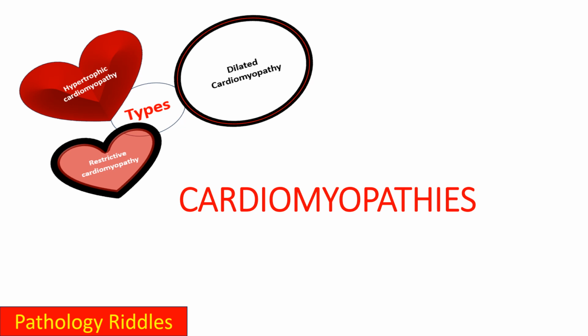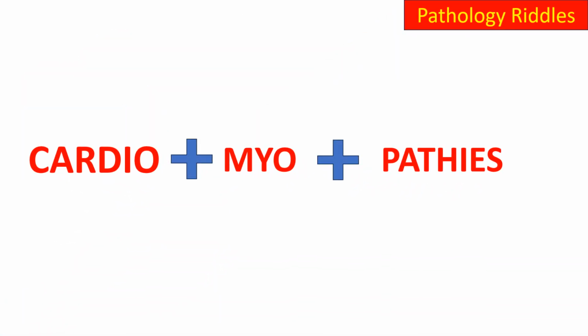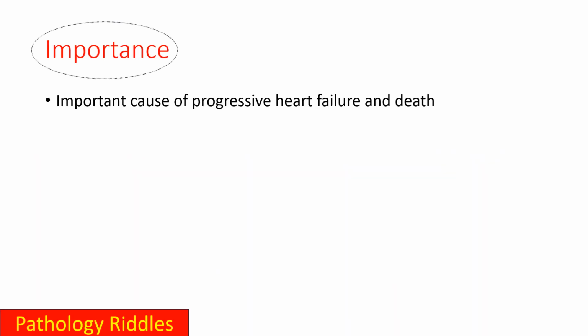Today we will be dealing with the topic of cardiomyopathies. So what is cardiomyopathy? It comprises the terms cardio, myo and pathies. Cardio is basically heart, myo is the muscle, that is the cardiac muscle, and pathies are diseases of that muscle. It is an important cause of progressive heart failure and death.